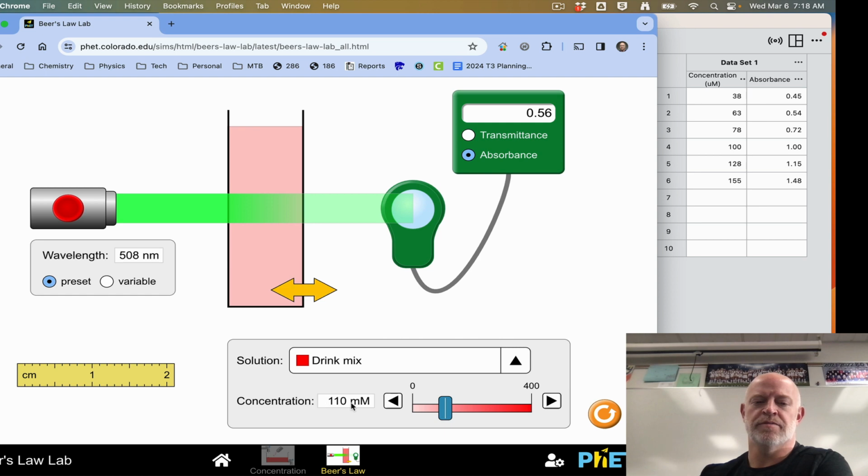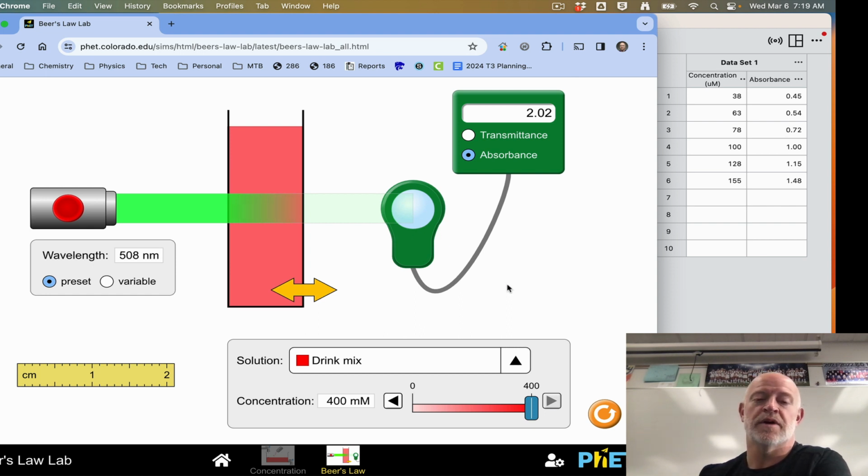So now at 110 millimoles of concentration, it's 0.56. If I go up to 160, it's 0.81. If I go up to 235, it's 1.19. So the absorption keeps increasing because this keeps getting darker. It's absorbing more and more light. And we can even visually see that the beam here is not nearly as predominant as this color is over here. So it's absorbing some of that light, and then the sensor hits it.